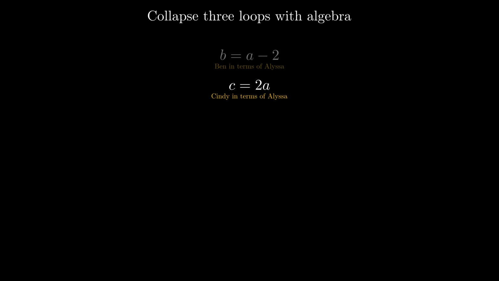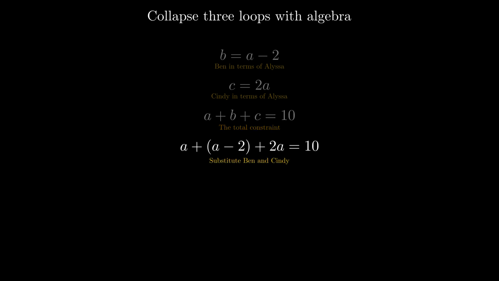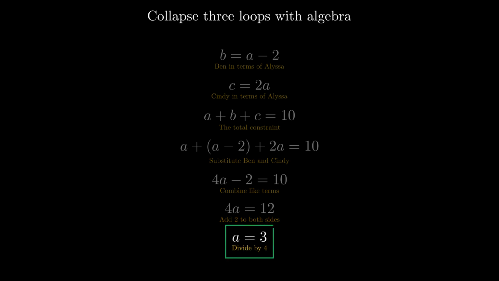Let's see how the total collapses. The total is Elisa plus Ben plus Cindy. Substitute Ben as Elisa minus 2 and Cindy as 2 times Elisa. That gives Elisa plus Elisa minus 2 plus 2 times Elisa, which combines to 4 times Elisa minus 2. Set that equal to 10. Add 2 to both sides to get 4 times Elisa equals 12, then divide by 4 to find Elisa equals 3. The same answer reached with algebra instead of a billion checks.